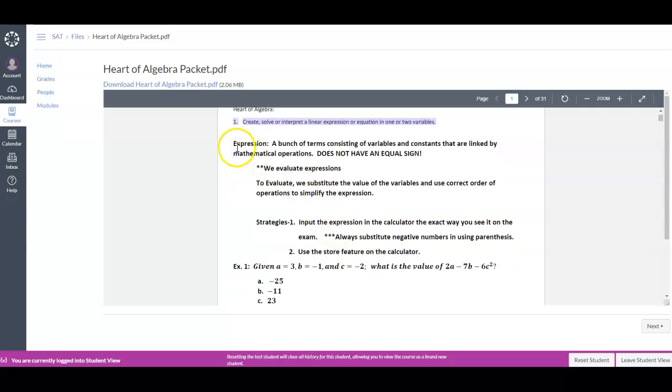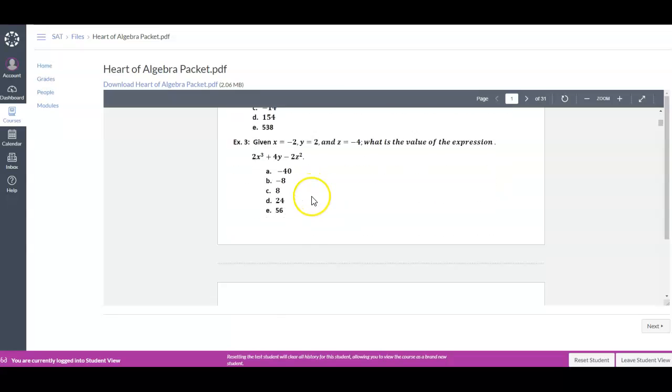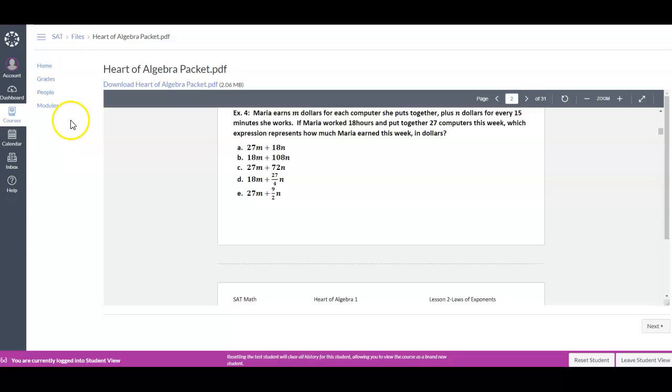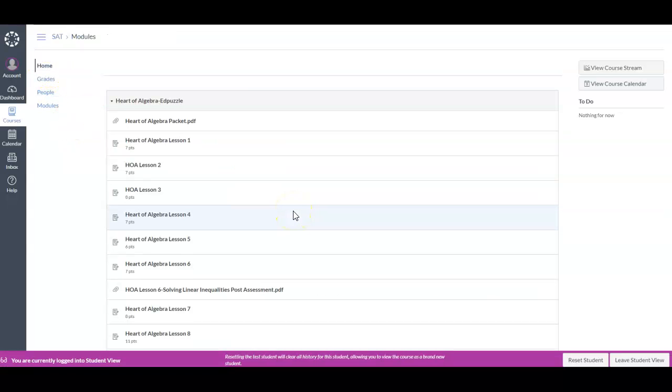Okay, what it does then is it goes through a power review, right? Followed by practice questions for the students to work on. So I'm currently in the home screen for the students. All right, so this is a student view. So when a student is working on the SAT course, you can see this is lesson 1, lesson 2, lesson 3, lesson 4, and so on.